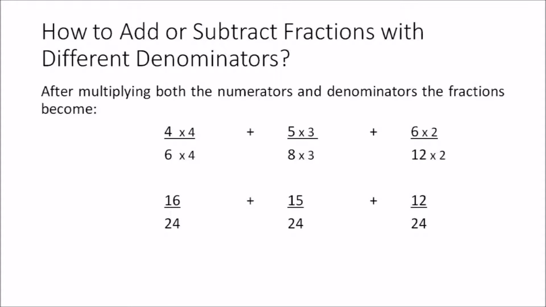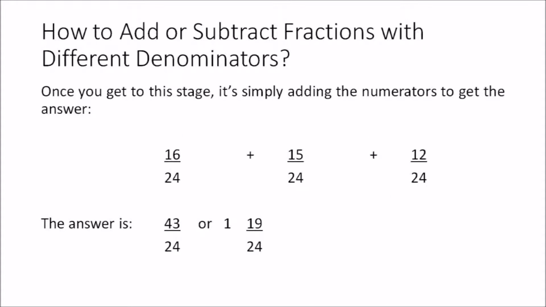Why? Because the denominators, as you can see, are all the same, right? We have converted them to the number 24. Initially there were 6, 8 and 12. Now they're all 24. They're called like denominators. Now all you need to do is add the numerators together to get to the answer. If you add the numerators, you get 43 over 24. Remember, you cannot add the denominators. The denominator remains the same, which is 24, but you add the numerators. So 16 plus 15 plus 12 gives you 43.